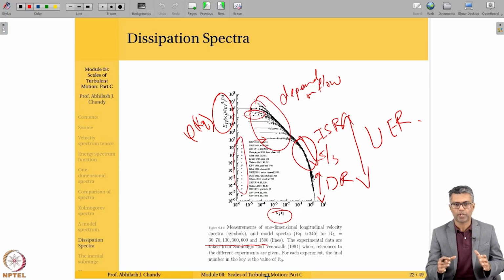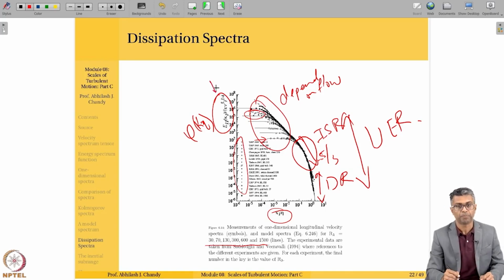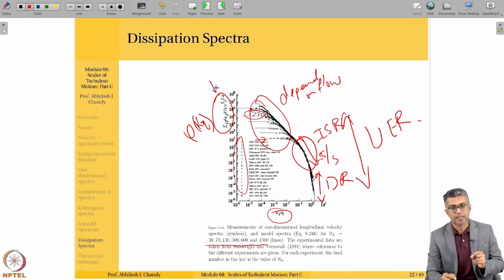So what is shown here is the model spectra of the 1D spectra, okay? And I want to point out that on the y-axis, we have a scaled longitudinal velocity spectra. So that's the 1D, and so it is a longitudinal velocity spectra. And it is scaled appropriately in such a way that it is divided by epsilon nu to the fifth to the 1/4, which is what is shown here, right? Now, why is it scaled with epsilon nu to the fifth?